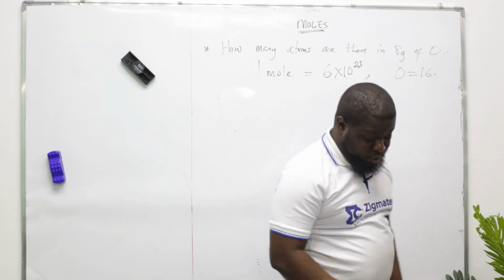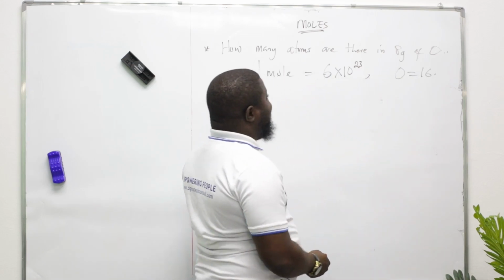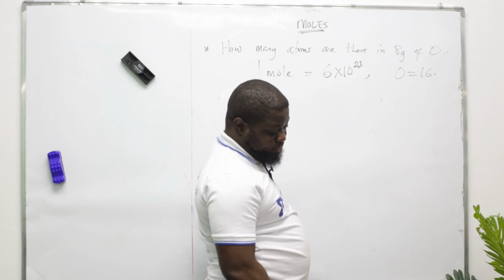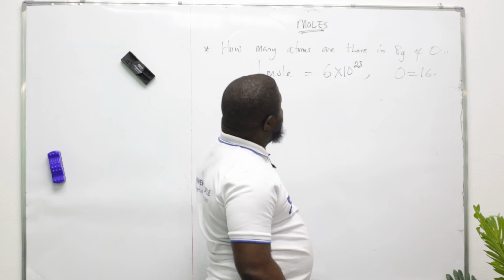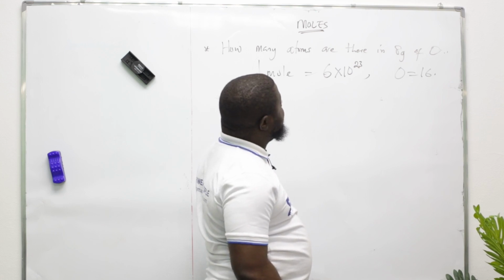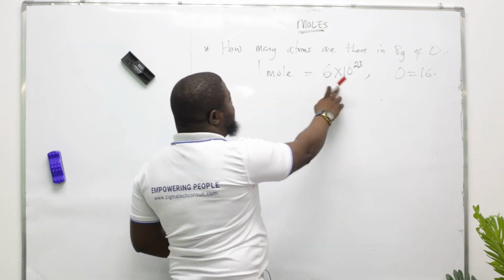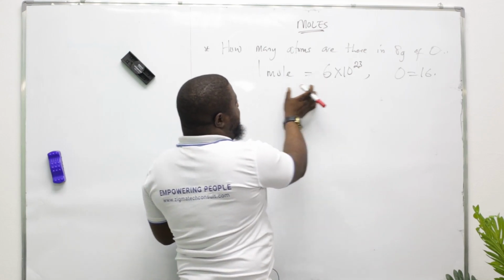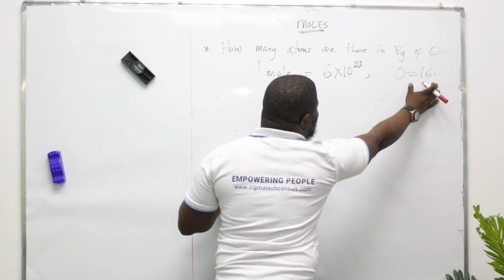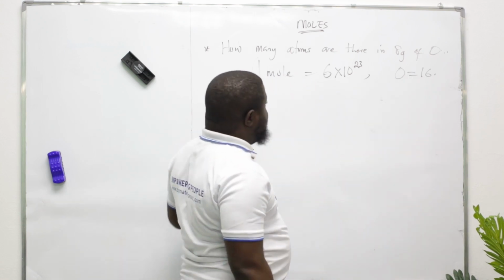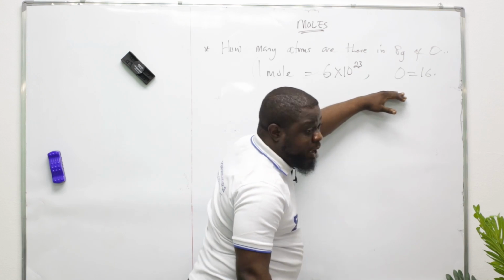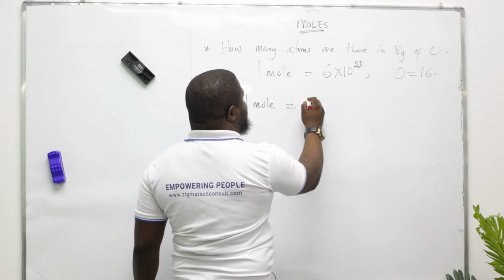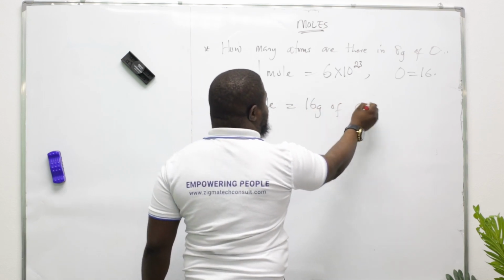Now, how many atoms are there in 8 grams of oxygen? They gave you 1 mole as this, and oxygen as 16. In essence, 1 mole will give you 16 grams of oxygen. So first of all, 1 mole is equal to 16 grams of oxygen.